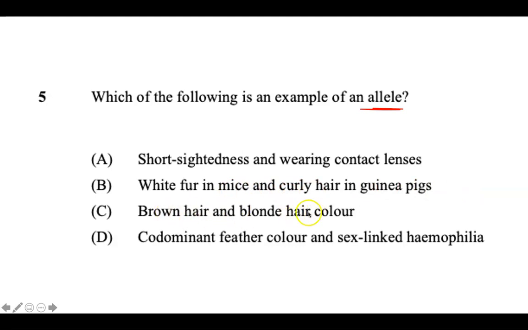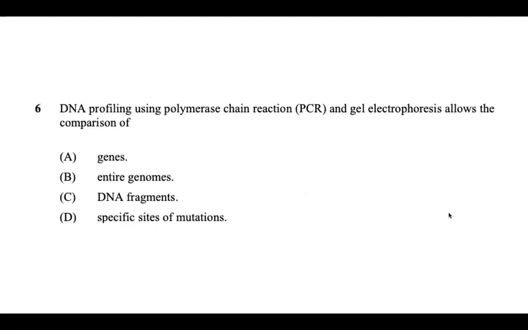Brown hair and blonde hair colour doesn't tell us what species we're talking about here, but we have colour variations of the same thing, so colour variations of hair. So different traits of colour for the hair, that definitely fits the idea of the allele. But let's look at D just to make sure. Codominant feather colour and sex-linked haemophilia. So codominant is a pattern of inheritance of alleles, sex-linked is a pattern of inheritance of an allele, but they're not examples of alleles specifically. So that means the answer here we're looking for is answer C. Brown hair and blonde hair are different alleles. The alleles here relating to the different traits that are produced in the hair colour in this case.